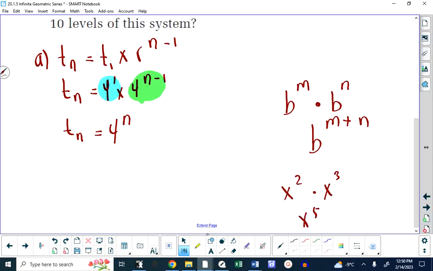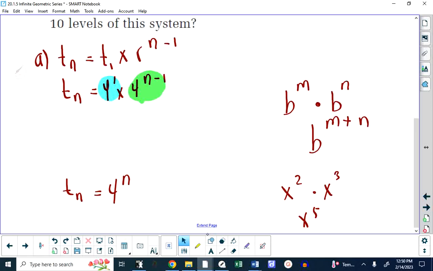And you know me, I'm about teaching sequences and series, but right now I'm about teaching math. This is an important math idea. So I get this t sub n equals 4 to the n by taking these two powers and adding the exponents. And 1 plus n minus 1, 1 minus 1 is 0, so we're left with 4 to the n.